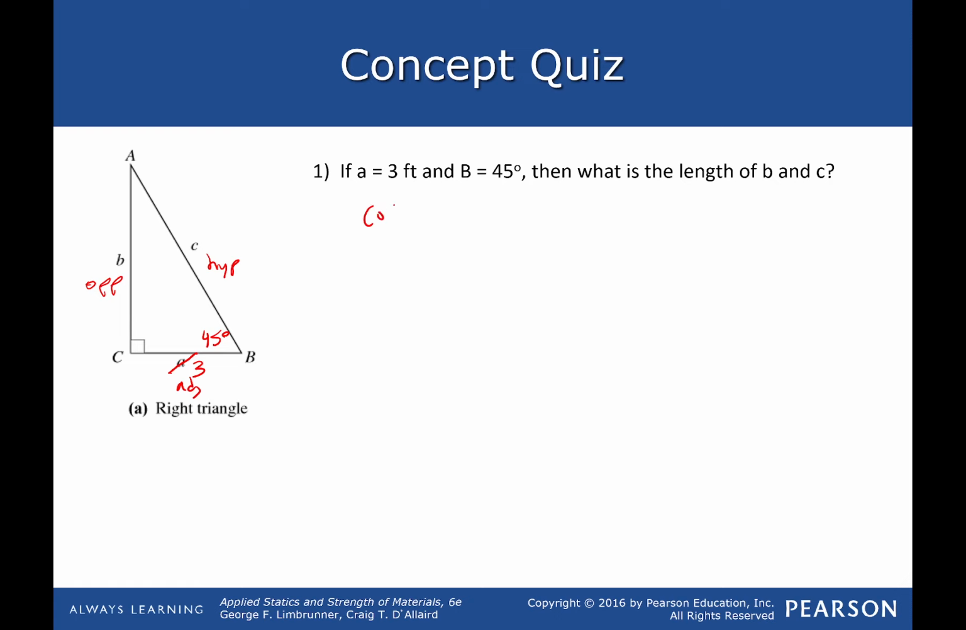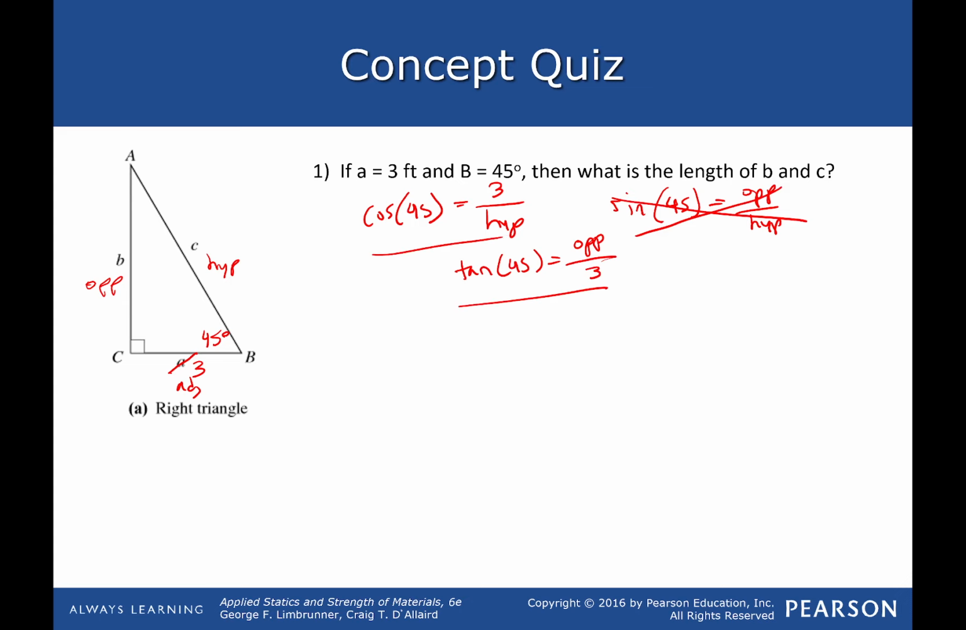Now I'm going to go ahead and write down my three trig functions. I've got cosine of 45 is equal to 3 over hypotenuse. Sine of 45 is equal to opposite over hypotenuse. And tan of 45 is equal to opposite over 3. So I can't solve that one, at least not yet, but these two I can solve and it would give me everything I needed. So let's go ahead and plug those in.